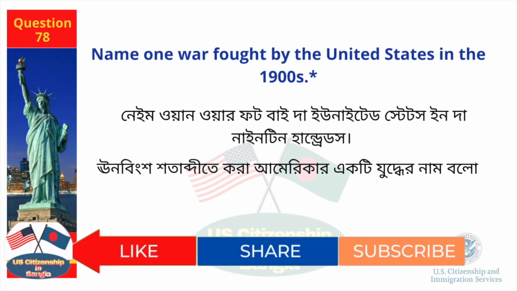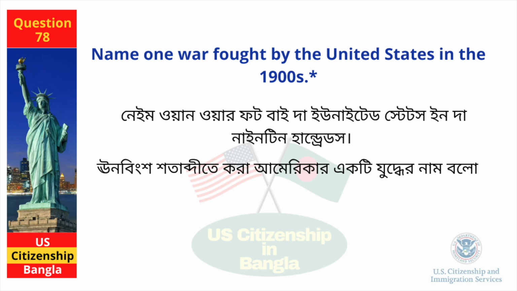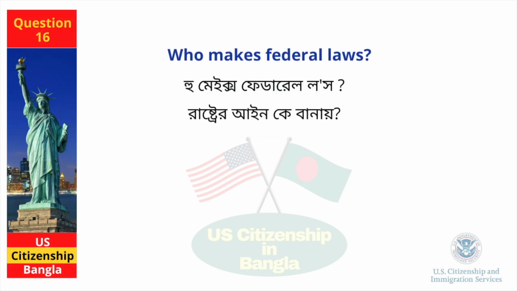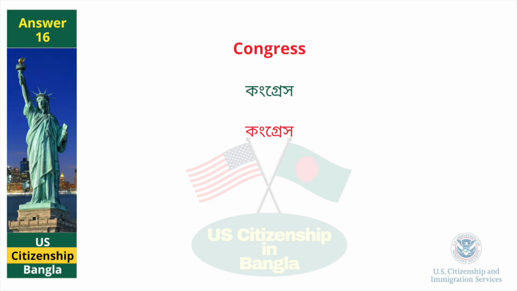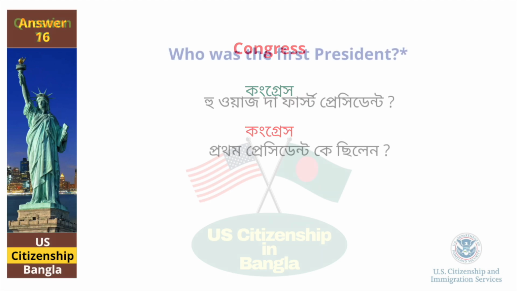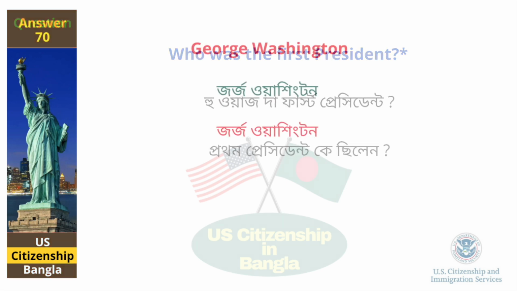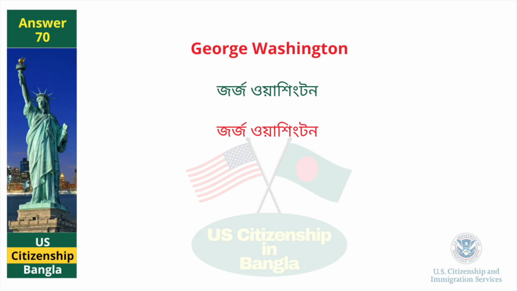Name one war fought by the United States in the 1900s. World War I. Who makes federal laws? Congress. Who was the first president? George Washington.